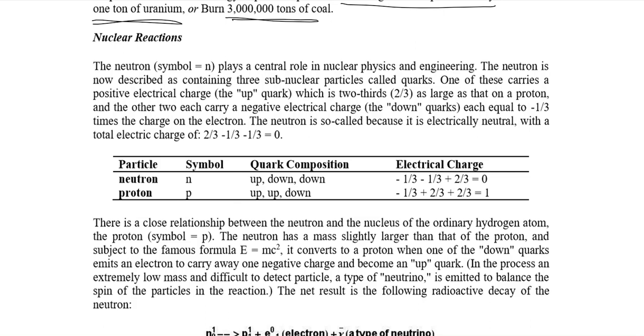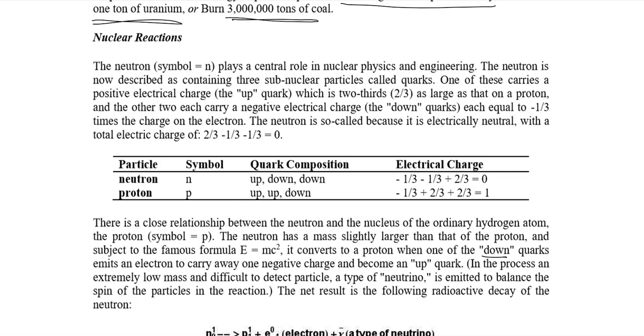There is a close relationship between the neutron and the nucleus of the ordinary hydrogen atom. The neutron has a mass slightly larger than the proton, and when it is subjected to a nuclear reaction, it converts to a proton when it releases its down quark. When it releases a down quark, the neutron is converted to a positively charged particle by releasing one negatively charged particle.